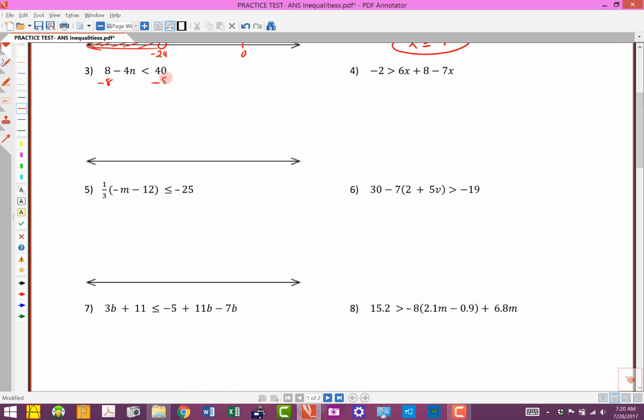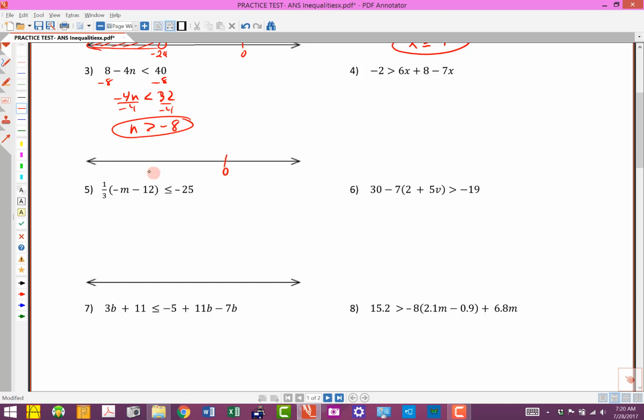We're going to subtract 8. Negative 4n. Subtracting doesn't change the direction. This is a 32. We're going to divide both sides by negative 4. That is going to change the direction, so we change the direction here and we get a negative 8. Read from the variable, n is greater than negative 8.